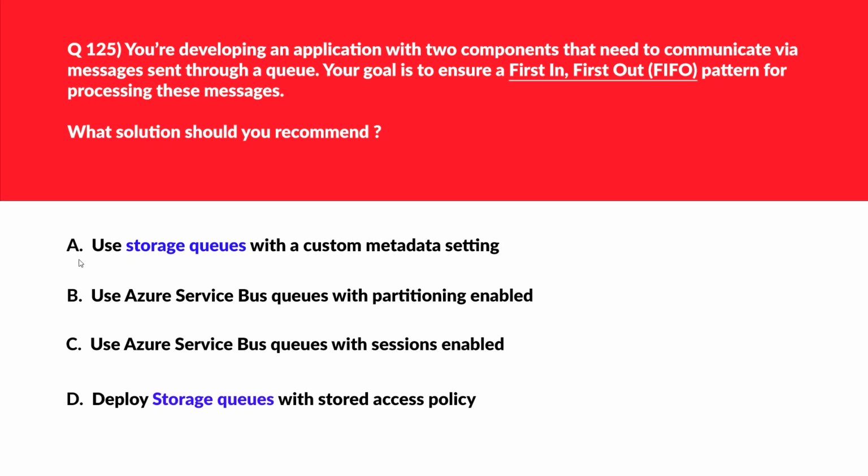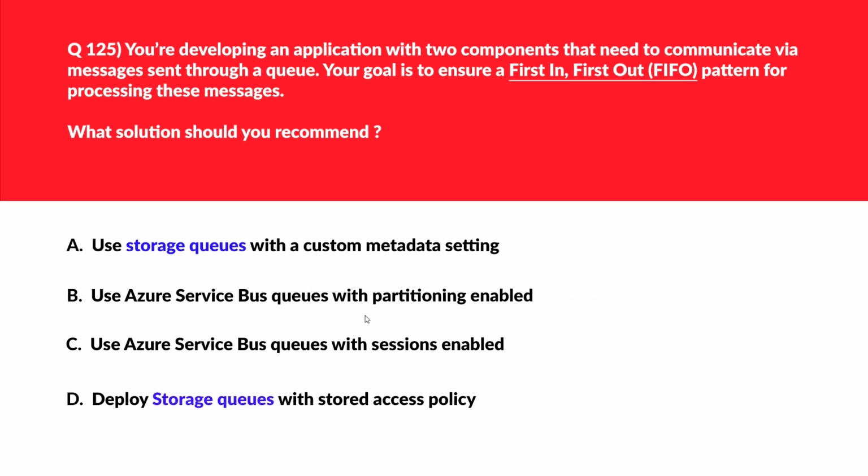I have highlighted the main words, that is storage queues is common in both option A and D. So if you look at option A and D, Azure storage queues do not natively support first in first out, a FIFO pattern, which is required by the question. There are no such features as custom metadata settings or stored access policy that can enable FIFO in Azure storage queues, and these two options are out.